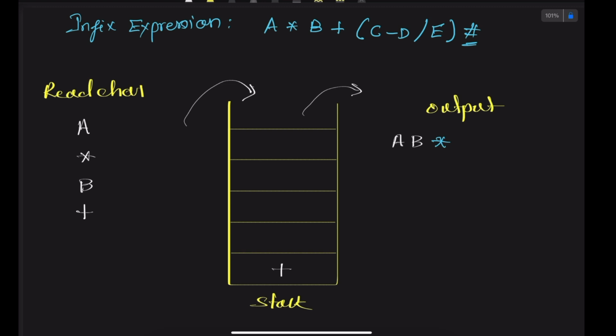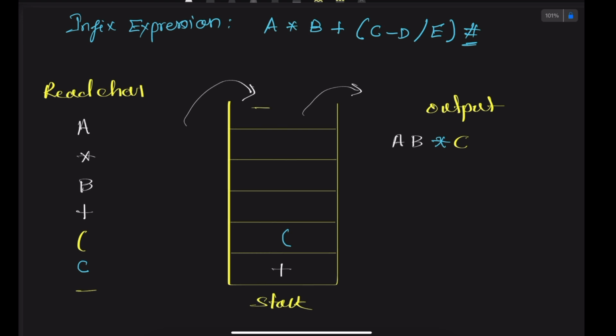The next character is the open parenthesis. Once you read the open parenthesis, you can directly push it into the stack. There is no objection, you simply push. The next character is c. C is an operand, so you can directly write it on the output. And then the next character is minus. Minus is an operator, so you have to push it into the stack.